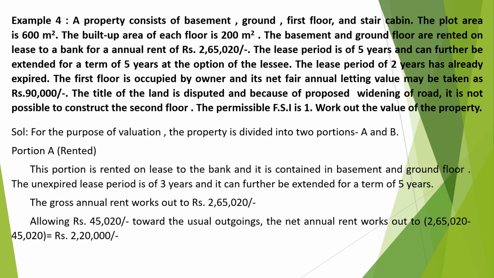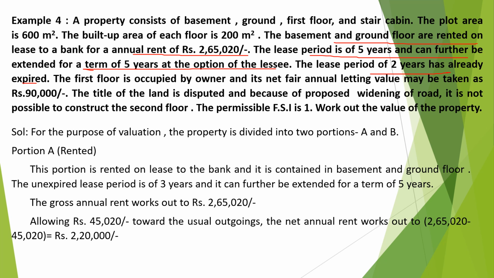Next question is, a property consists of basement, ground and first floor and stair cabin. The plot area is 600 square meter. The built-up area of each floor is 200 square meter. The basement and the ground floor are rented on lease to a bank at an annual rent of 2,65,020. The lease period is 5 years and can be further extended by terms of 5 years at the option of the lessee. The lease period of 2 years has already expired.